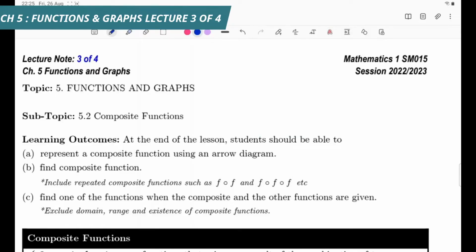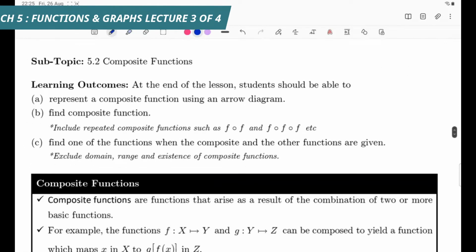Hi everyone, lecture 3 of 4, subtopic 5.2 composite functions, learning outcomes. At the end of the lesson, students should be able to represent a composite function using an arrow diagram, find the composite function, and find one of the functions when the composite and the other function are given.